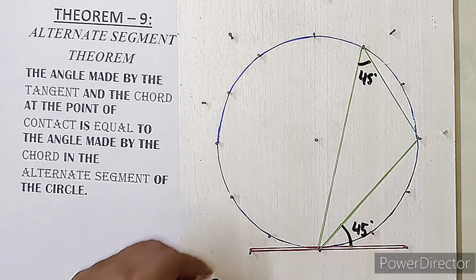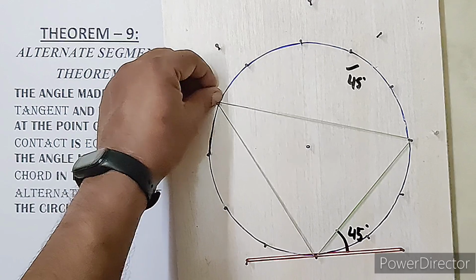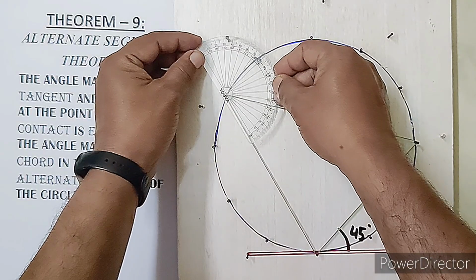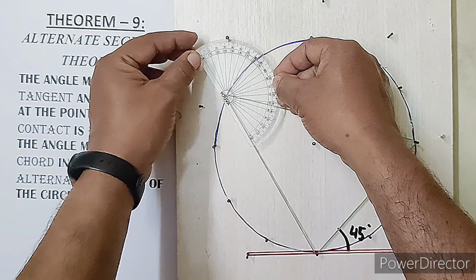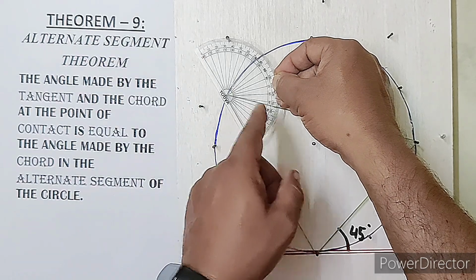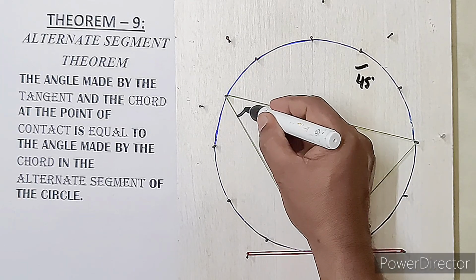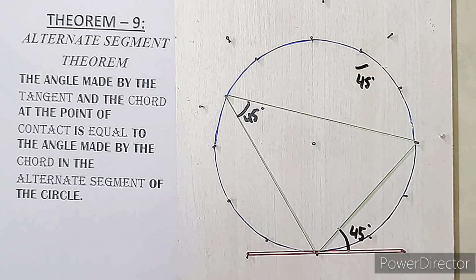We can check it at one more place. If I just change it to another place and measure this angle, you get to notice here that it is going at 45 degree. So this angle also formed here is 45 degrees. So that confirms and verifies this theorem, which is the alternate segment theorem.